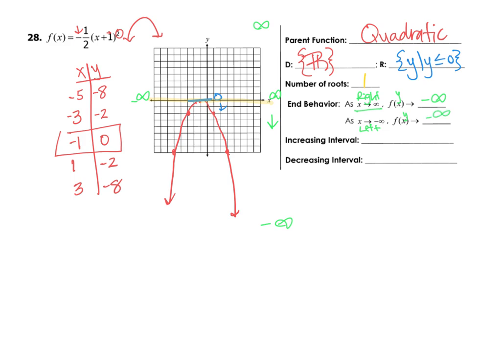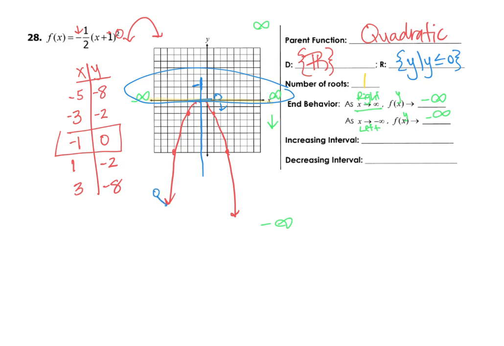Increasing and decreasing intervals: we do have a vertex, a turning point, so we have both increasing and decreasing intervals. Now, it might be a good idea to label the x value of this, because we don't want the y. The x value is negative 1. So remember, we're going to be using all of these x values.